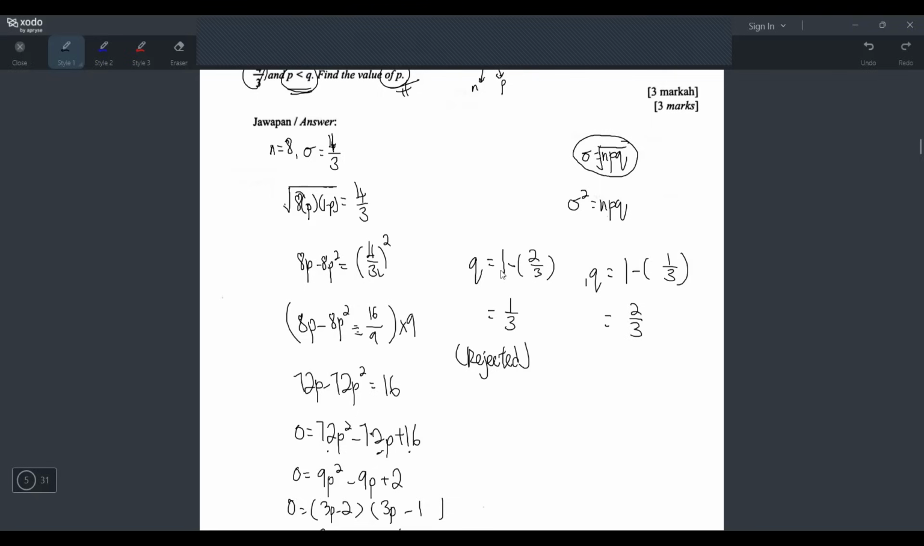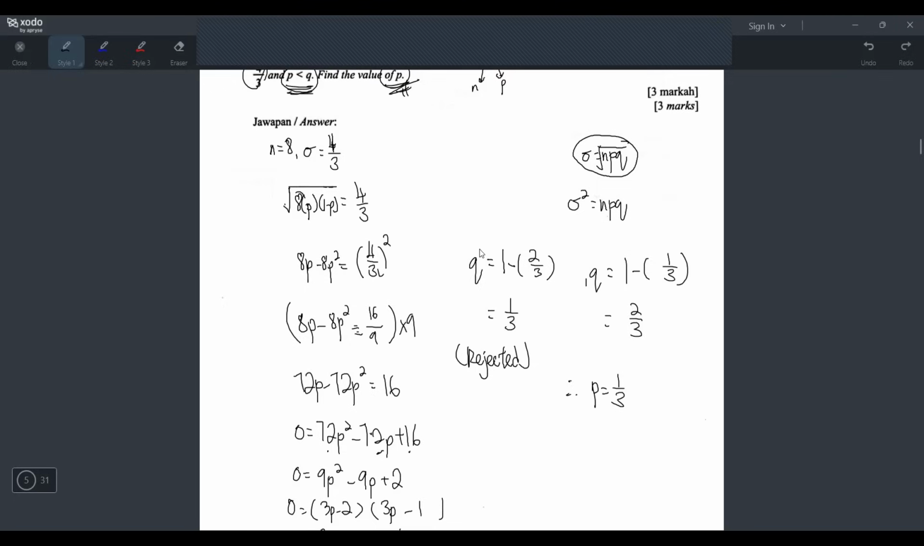So if your answer is this one, your P is bigger than Q for this case, because when your P is 2 over 3, your Q is 1 over 3, which that's why we reject this one, lah, right? Instead, we take this as my answer, right? So definitely the correct answer here is when P is 1 over 3, Q is 2 over 3, right? But they only ask you to find P, so I'm just going to write P is 1 over 3. Yeah, this is the only answer that makes sense because when P is 1 over 3, then Q is 2 over 3, it means P less than Q, right?